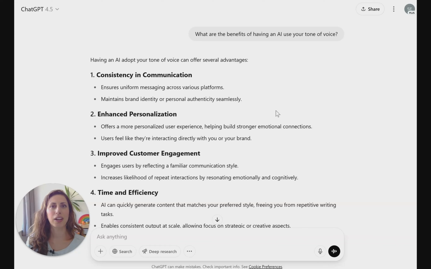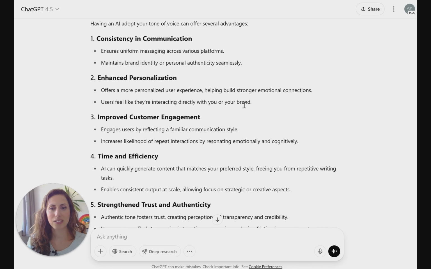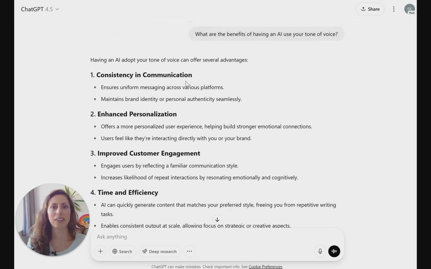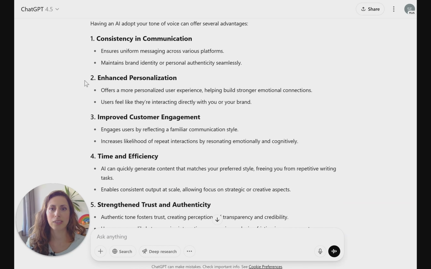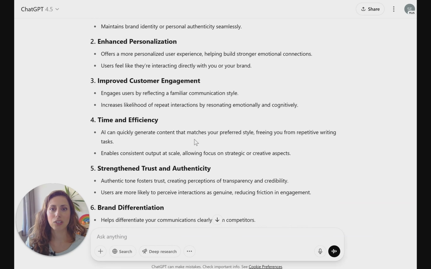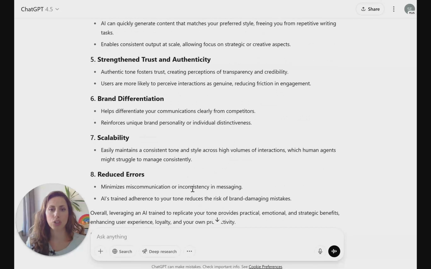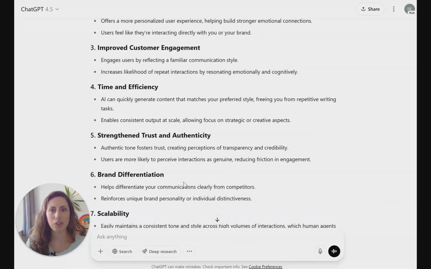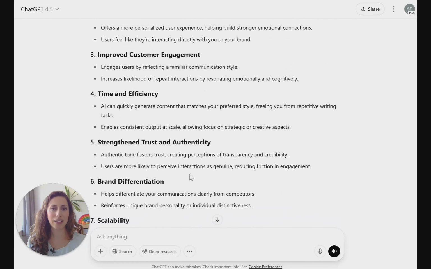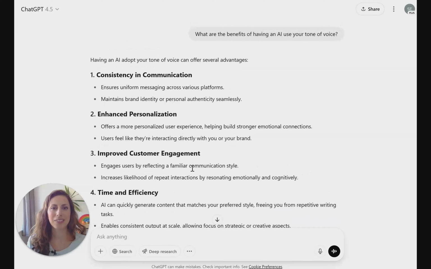Okay, let me walk you through a couple of examples. So we're using ChatGPT 4.5 for this, and I've asked it the very simple question, what are the benefits of having an AI use your tone of voice? Now, as you can see, its output is pretty standard and generic. So it says consistency in communication, a couple of bullet points, enhanced personalization, a couple of bullets, improved customer engagement, time and efficiency, strengthened trust and authenticity, brand differentiation, scalability, reduced errors. So, all very useful and informative things to say. It's a great answer, but it's very generic.